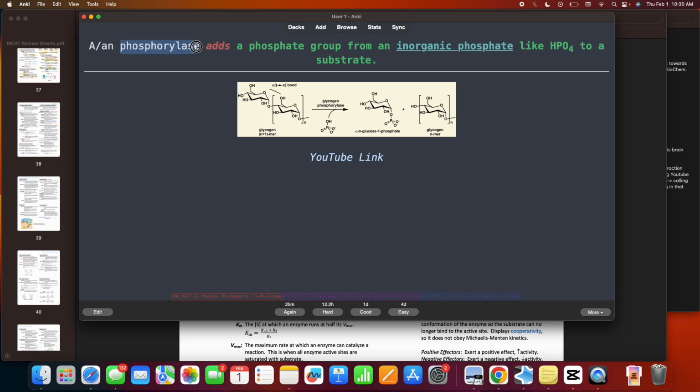Kinase adds the phosphate group from ATP, but phosphorylase adds the phosphate group from inorganic phosphate, HPO4 minus.